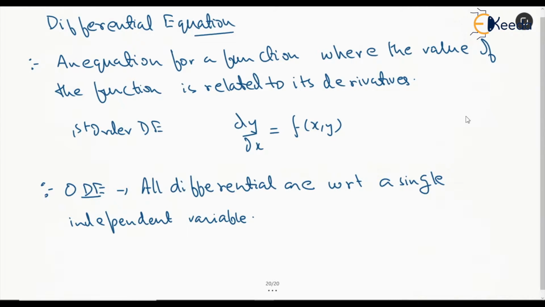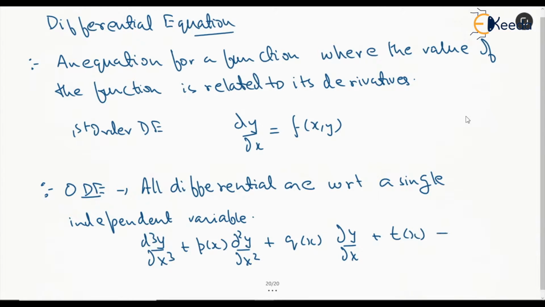For example, let's say it can be d3y by dx cube plus p of x d square y by dx square plus q of x dy by dx. Let's say another term is t of x is equal to r of x, right? So we can see these y terms are having derivative with respect to x, whether it is first order, second order or third order, but only in terms of one single independent variable.